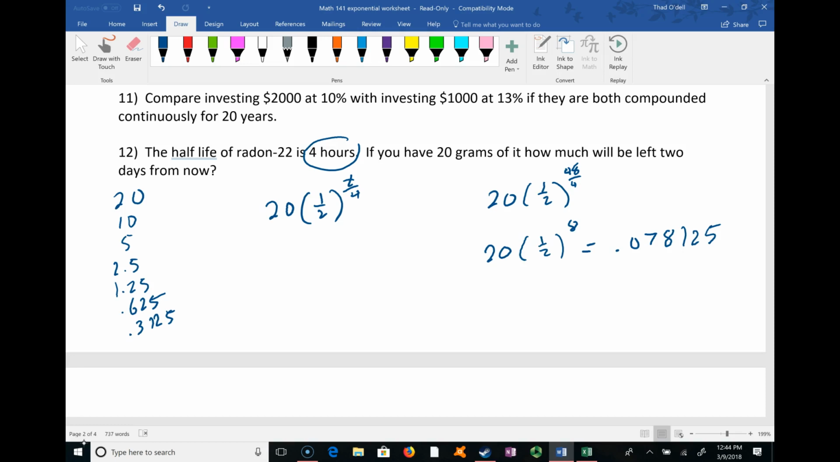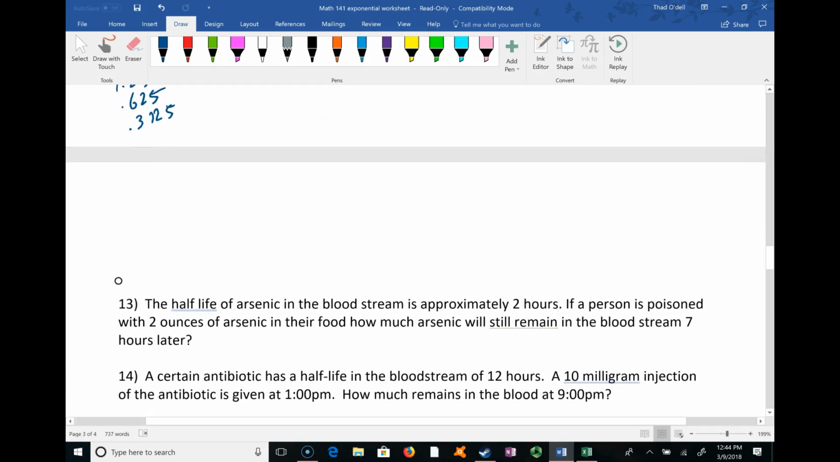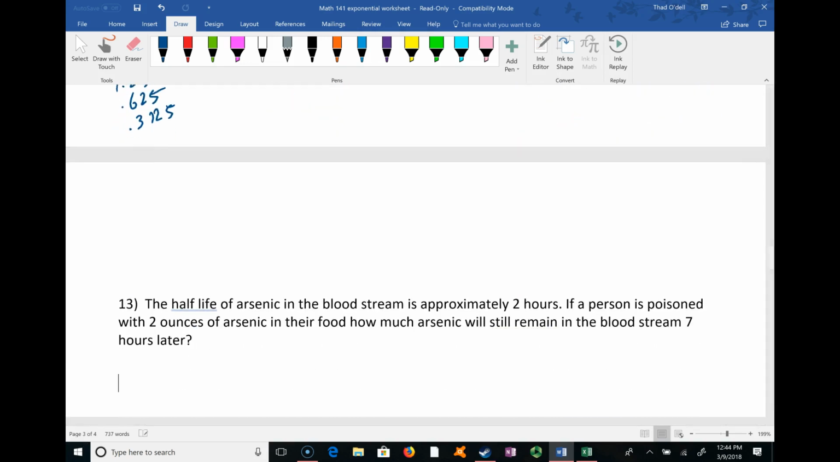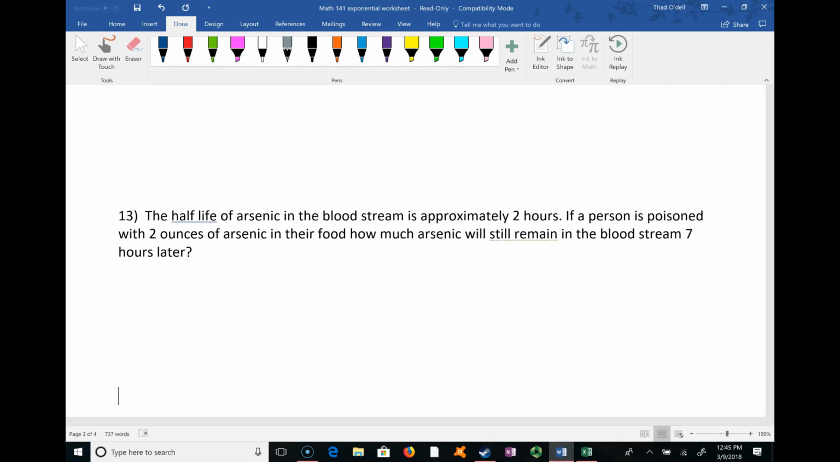Okay, so that's a Half-Life one. Here's another Half-Life one. We'll do that, and I think I'll stop there. Half-life of arsenic in the bloodstream is approximately 2 hours. If a person is poisoned with 2 ounces of arsenic in their food, how much arsenic will remain in the bloodstream 7 hours later? So once again, we're going to start with 2, multiply by 1/2, and every 2 hours it's going to drop another half, so I'm going to take 7 and divide it by 2.